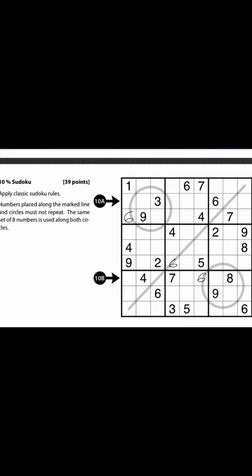Okay, and then let me see. Is there anything else we can do? Well, if we look at this box here, we already have a 6 in the top left circle, which means that these 2 boxes can't be 6 because we can't have repeats of the same digit in any circle, as indicated by the new rules. Also in this column, we already have used a 6, so that can't be a 6. That can't be a 6 due to the row, and that can't be a 6 due to the column. So we've discovered that the middle cell there must be a 6.